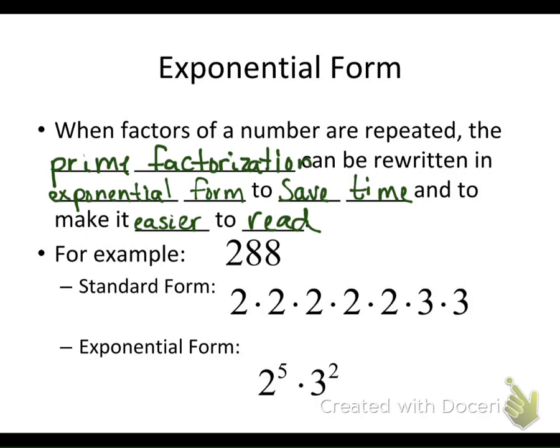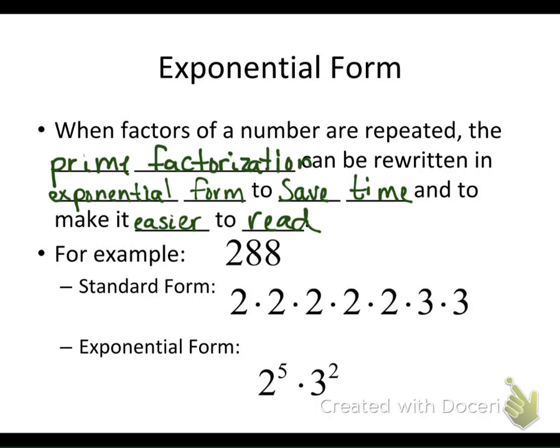It kind of makes it a little bit easier to read, too. Like, I can quickly glance at exponential form and see that I have 2 to the 5th, meaning I have 5 2's. Well, if I look at this one, I can't just quickly know. I'm going to have to sit there and count it. So exponential form just kind of makes it a little bit easier for us to read. Okay? Once you have those down, we're going to do a couple of example problems.